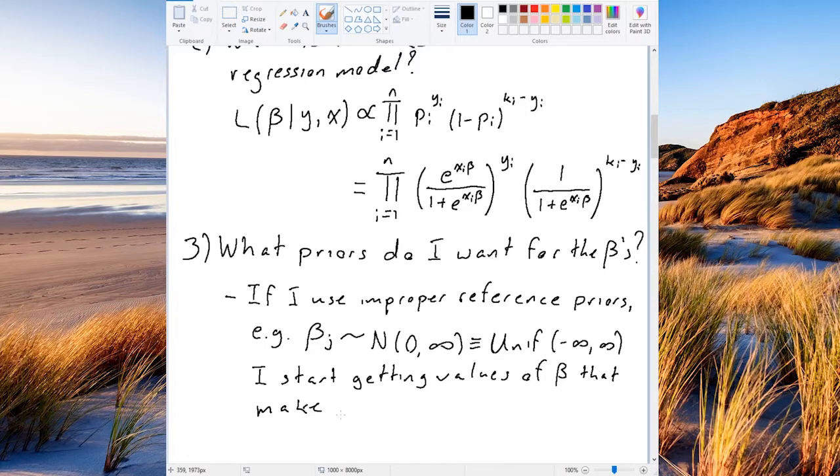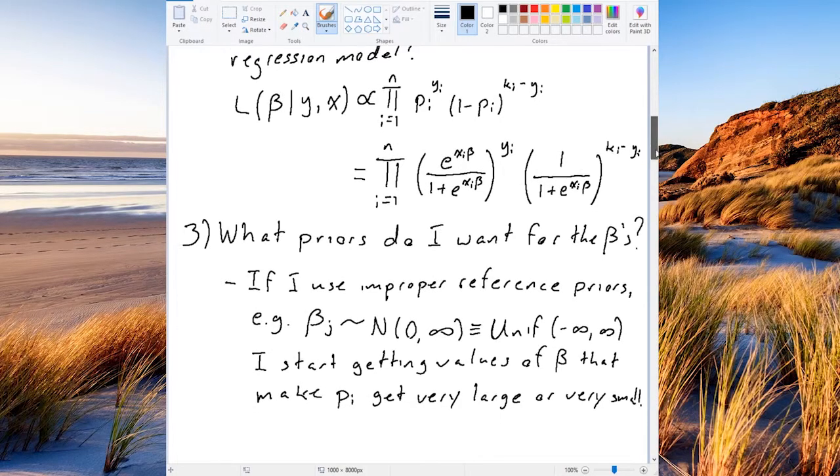If I use improper reference priors, I'm going to start getting values of beta that make pi get very large or very small, which are not things that I particularly like when I'm doing a binomial regression.